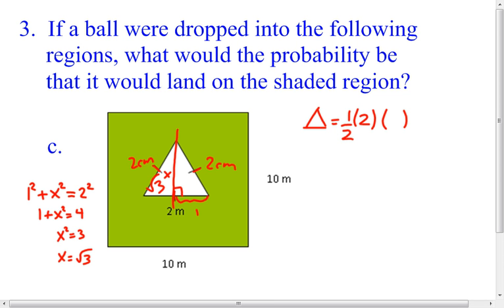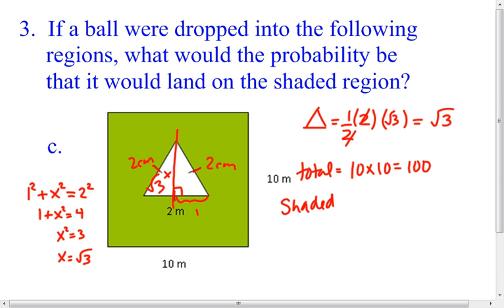Okay, so to find the area of the triangle again, I'm going to take half the base, half of 2 times the square root of 3. Those are going to cancel, and I'm going to get the square root of 3. Okay, then the total in this case is the outside of the triangle, and it is a square, so it will be 10 by 10, which is 100. And then in this case, the shaded will be the total minus the triangle, which will be, in this case, 100 minus the square root of 3.